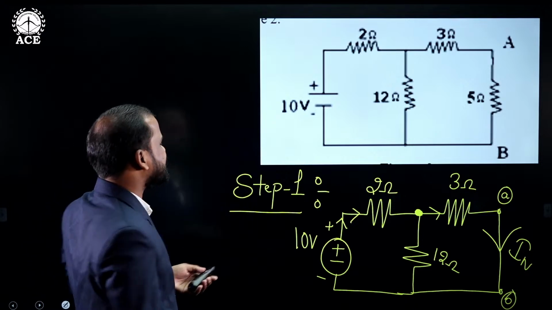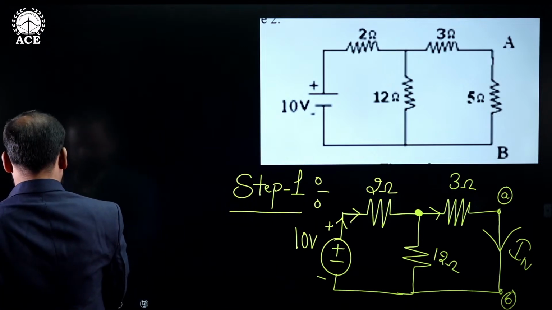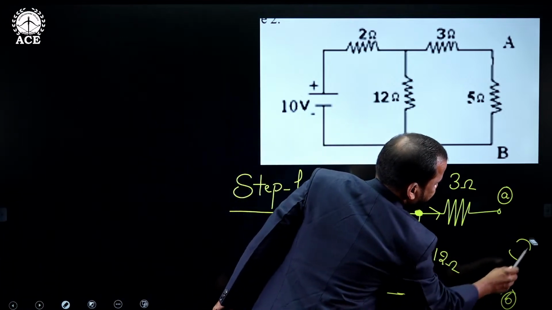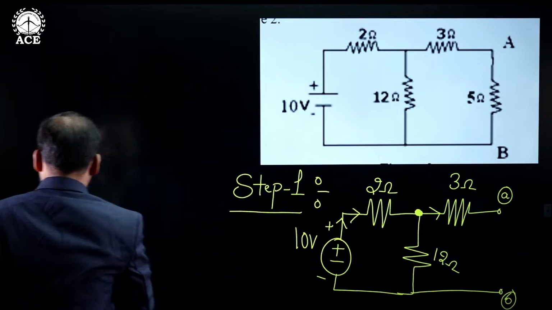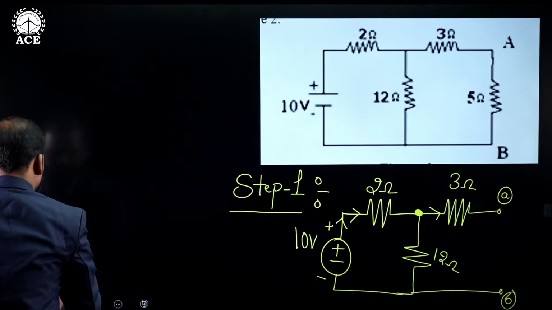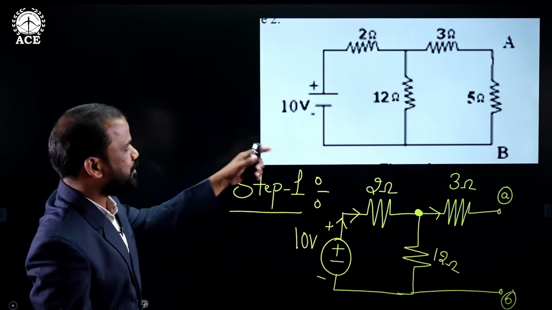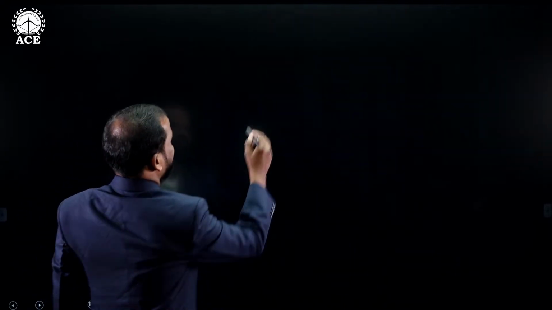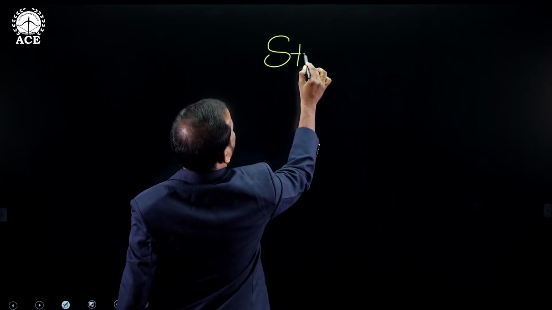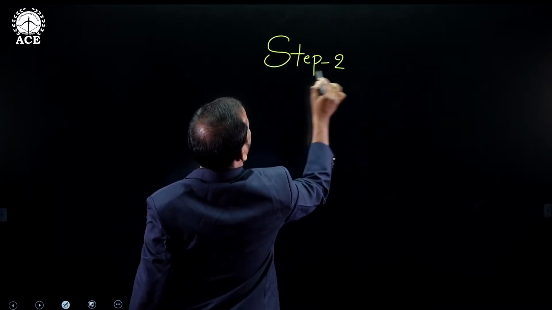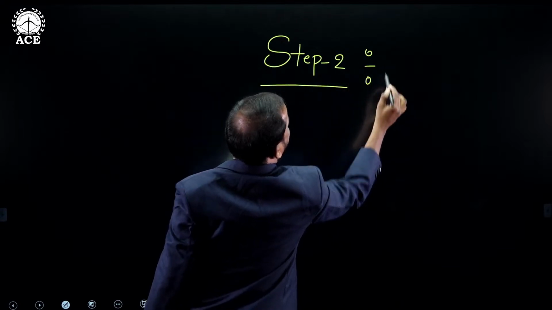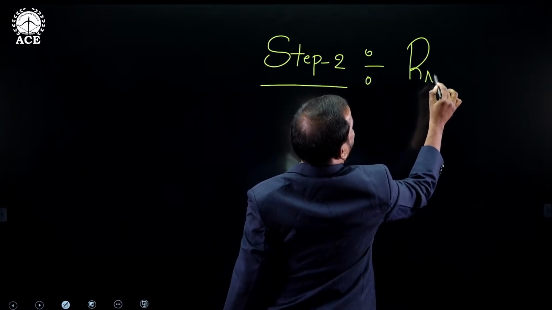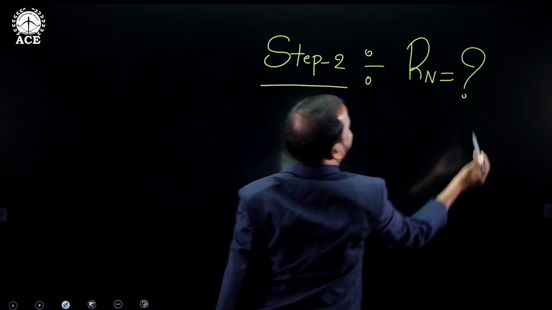Now first we need to find the Norton resistance across the open terminals where we disconnected the load. Anyway, I am going for step number 2. Step number 2 is finding, or calculation of R suffix n, so I am writing here: calculation of R suffix n, question mark. Our target is to find this.